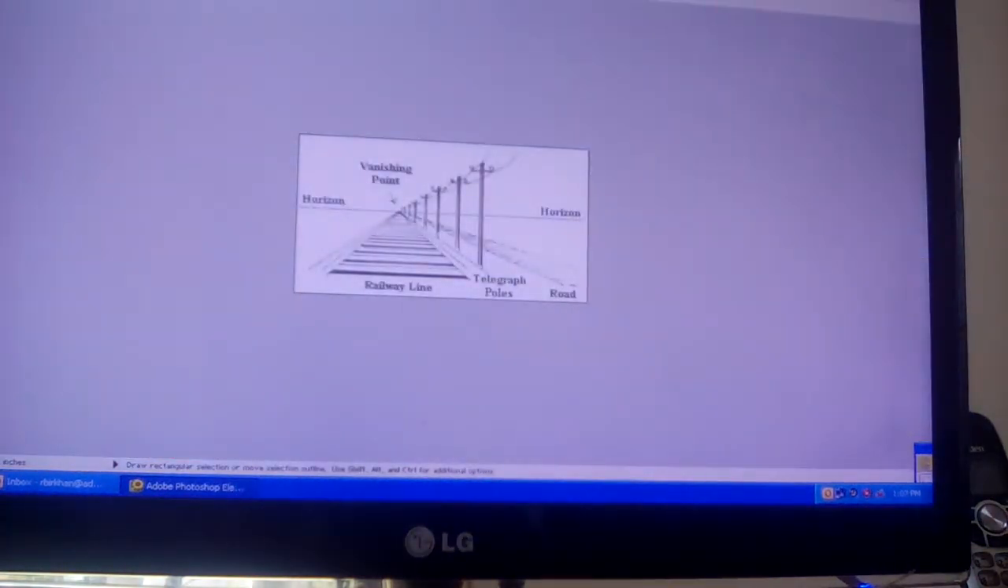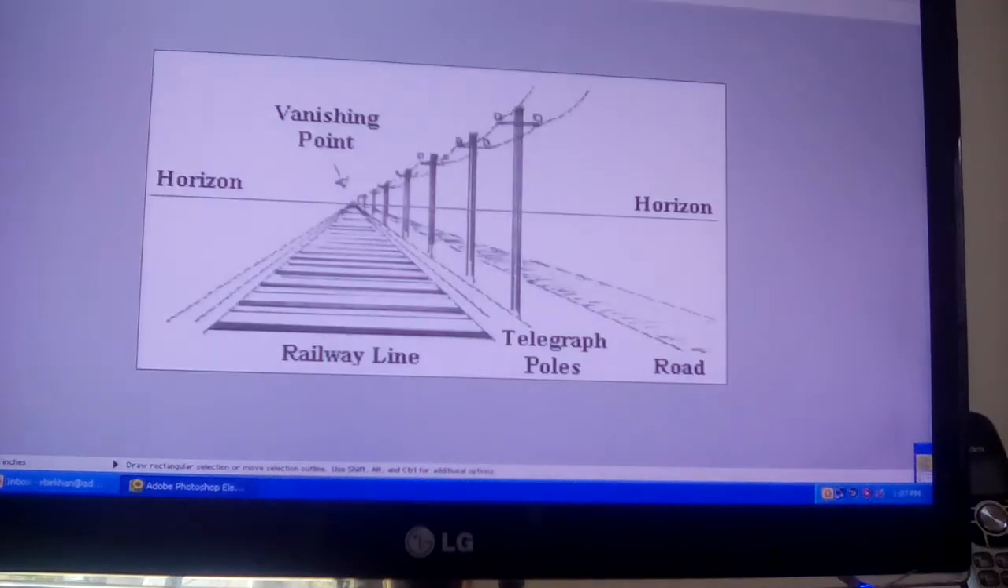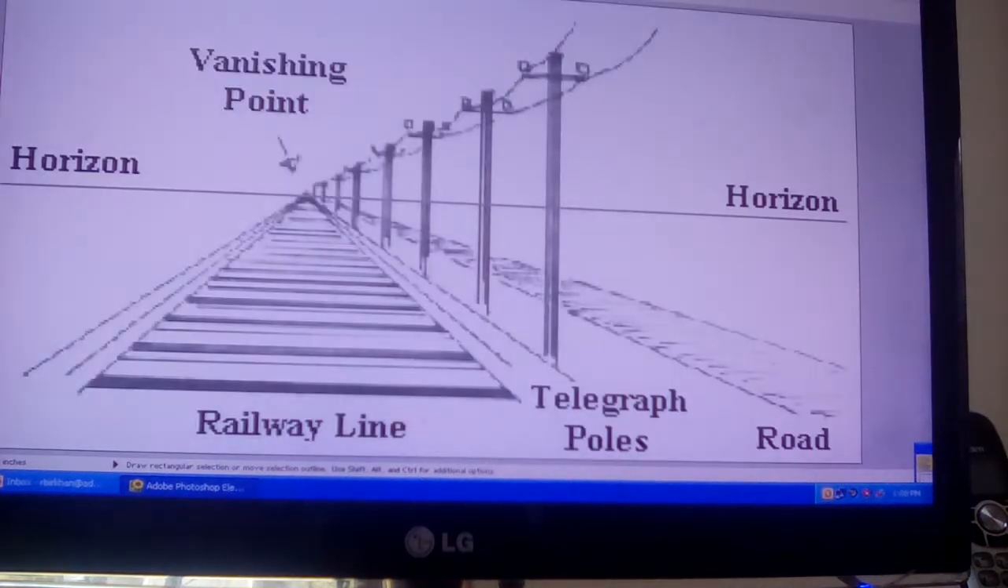Here's one-point perspective. If you know the flat earth theory, this is the whole ships disappearing on the horizon thing. It's a crock. It's a trick of perspective and the way your eyes work.